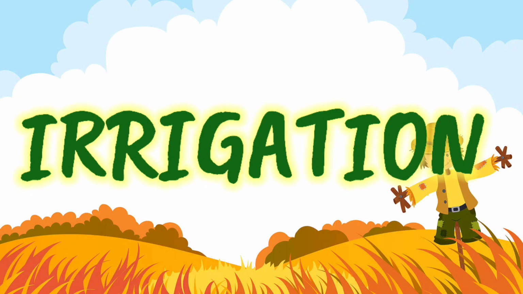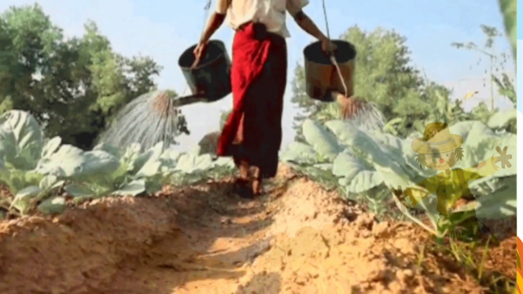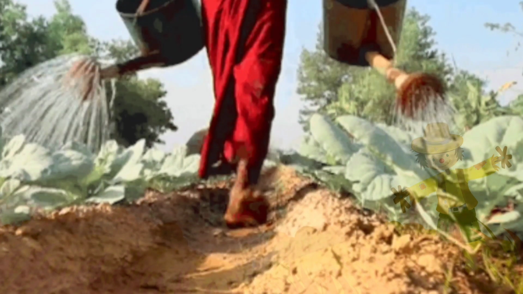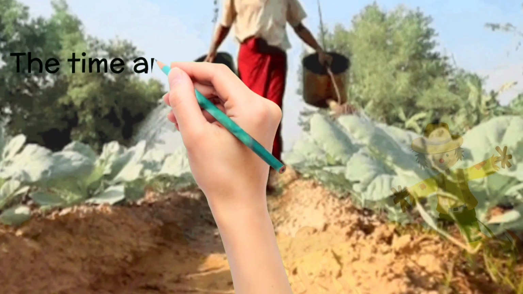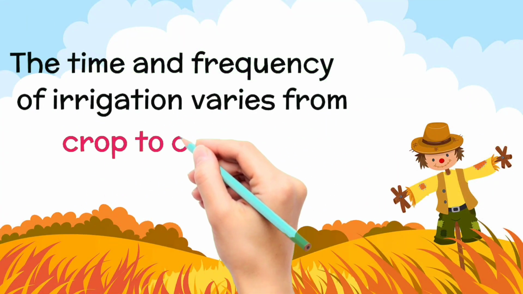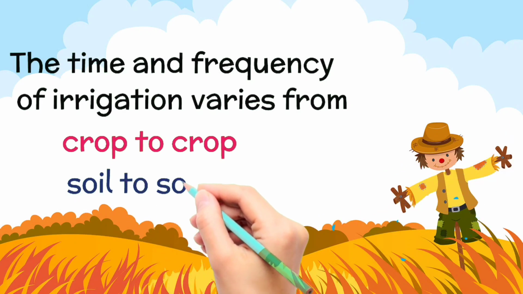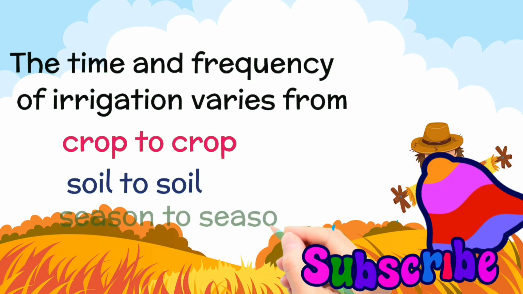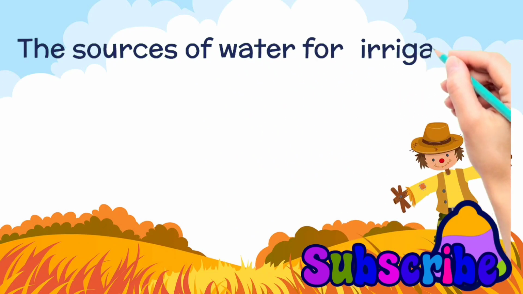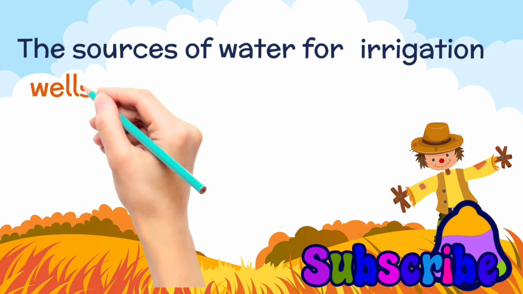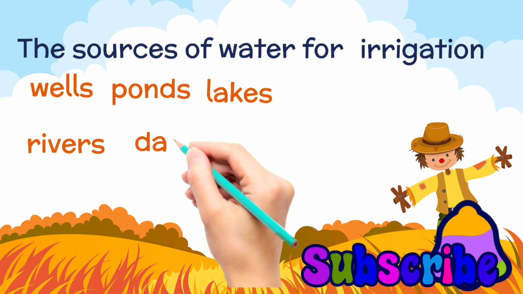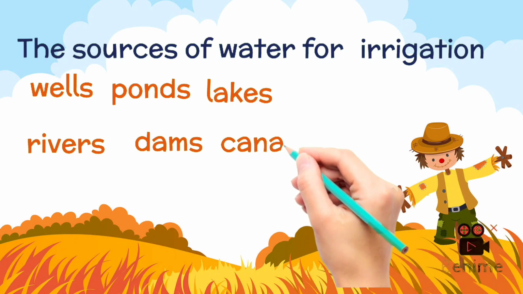Irrigation. The supply of water to crops at regular intervals is called irrigation. The time and frequency of irrigation varies from crop to crop, soil to soil and season to season. In summer, the frequency of watering is high. Sources of irrigation. The sources of water for irrigation are wells, tube wells, ponds, lakes, rivers, dams and canals.